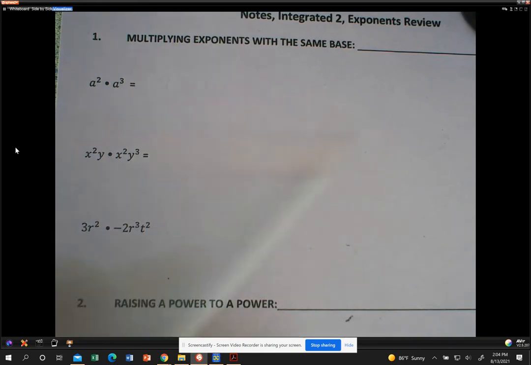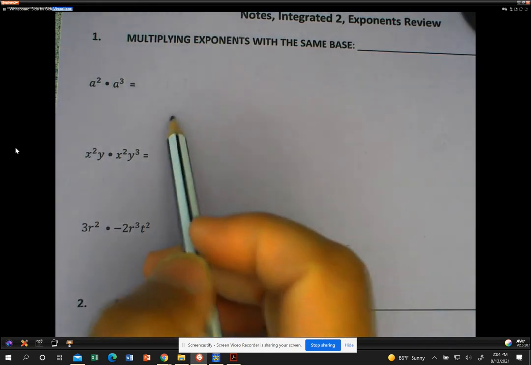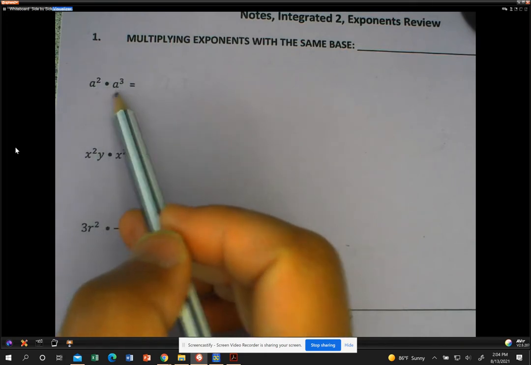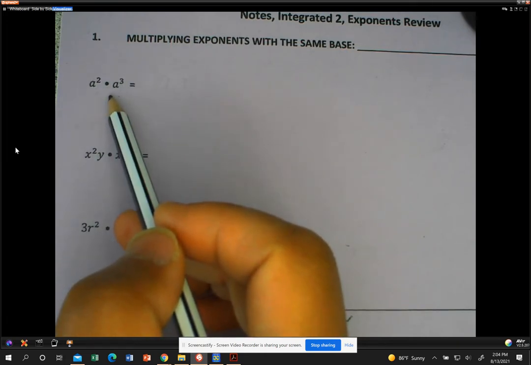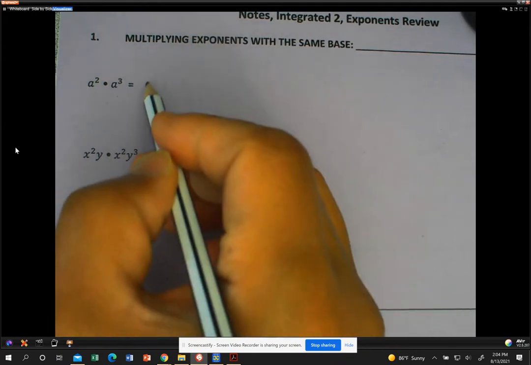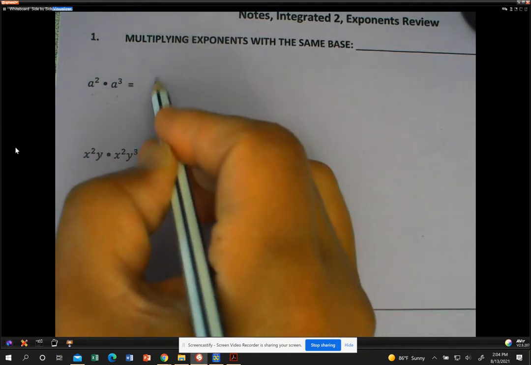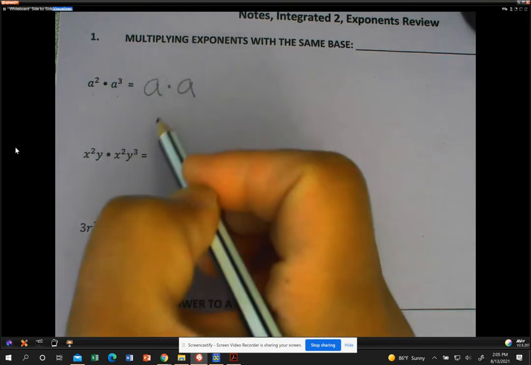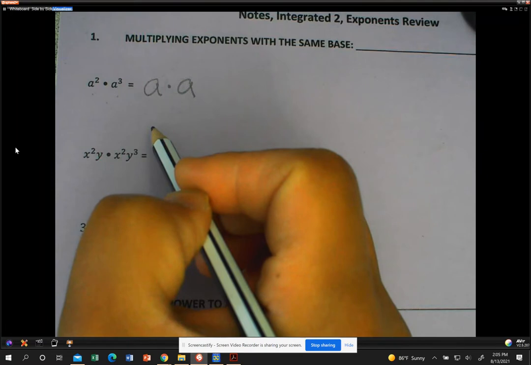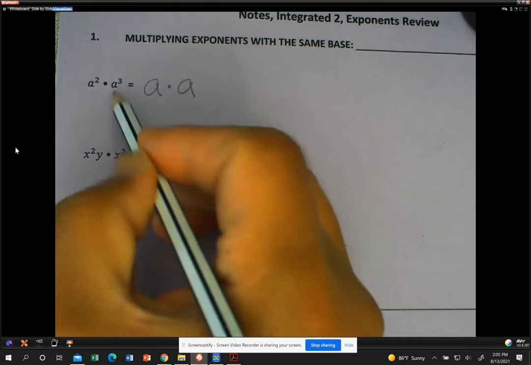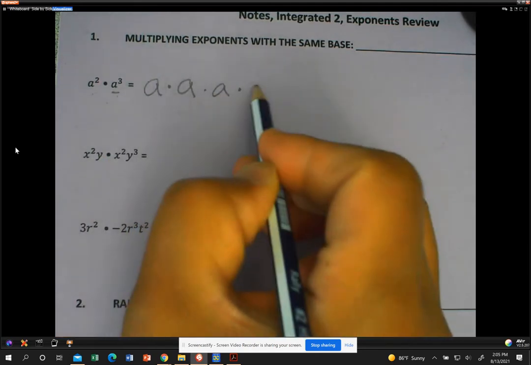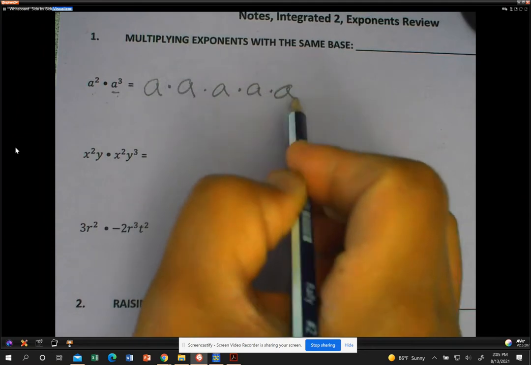Okay, so we're going to expand what we have here. It says a to the second and a to the third. So instead of writing it as a power, we're going to expand this out. What I mean by expansion is that a to the second means you have a times a. I like to use a dot for times or parentheses. And the second part, it says a to the third, so we have a times a times a.